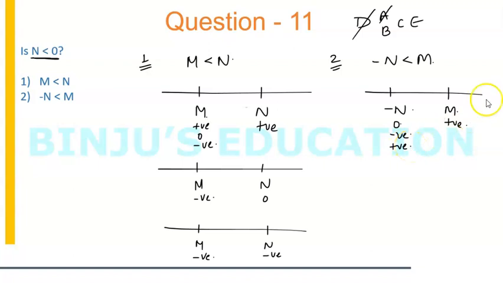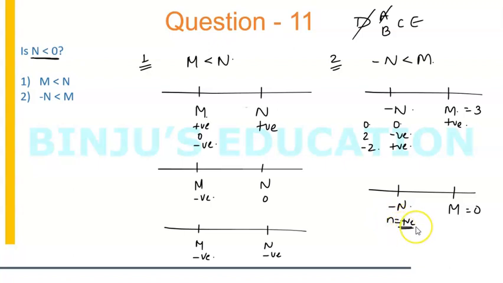Right? For example, you can have m as 3. I can take n to be 0. I can take n to be 2 and I can take n to be minus 2 also. All the three conditions still satisfy. You can also go for m to be 0. In that case, minus of n will be negative, so n has to be positive. Basically, I have realized by this time that statement 2 alone will not give me whether n is negative or not. So B also goes out.